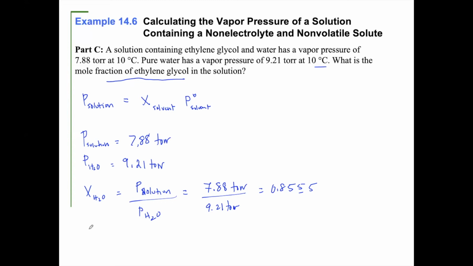So in order to find the mole fraction of the solute, we're just going to subtract the mole fraction of the solvent from 1. And there you go. So that would be the mole fraction of ethylene glycol in this solution.